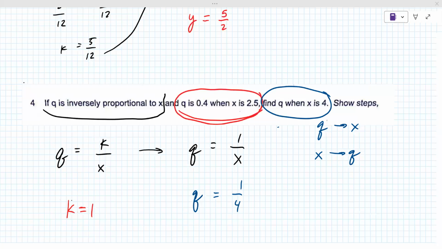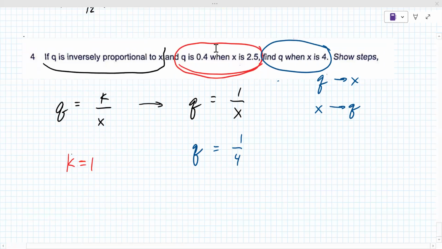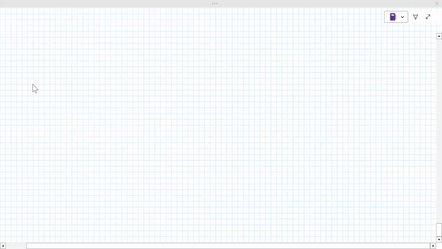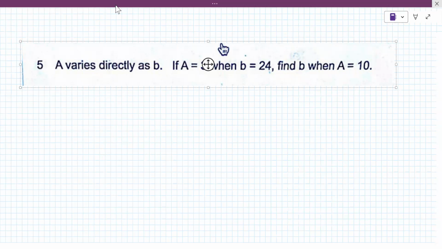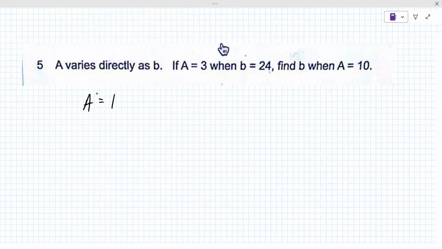All right, so let's take a look at the next one. Looks like more of the same, but you're doing great. A varies directly as B. So that's A equals, directly means K times the other letter.